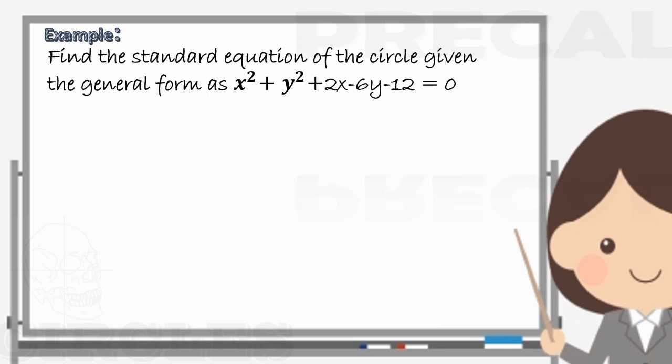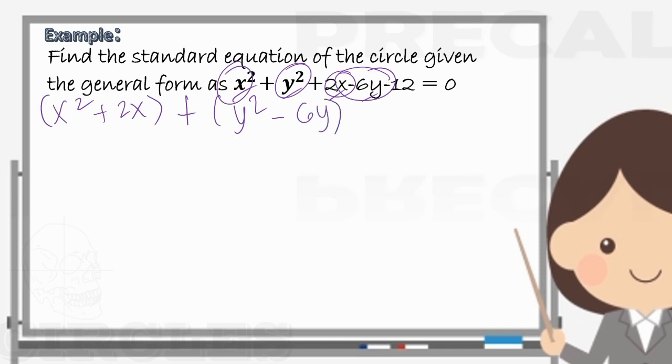So, sa pagtatransform ng general form into standard form, ay gagamitin natin ang completing the square method. Sa unang step na gagawin natin ay i-group natin yung x's and y's ng equation. So, ito x's and then yung y's. I-group natin yung mga yan. So, una muna yung x's, x squared, and then yung 2x, plus yung y's naman, y squared, and then yung negative 6y, minus 12 is equal to 0.